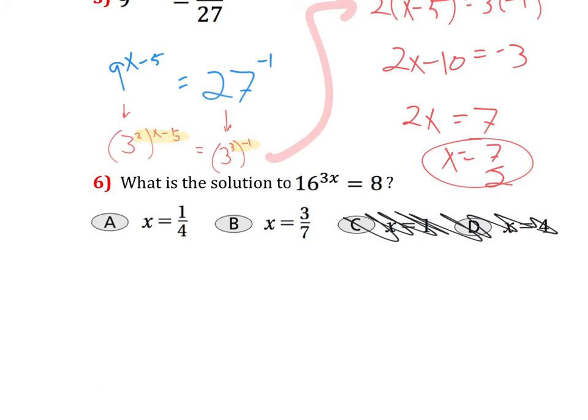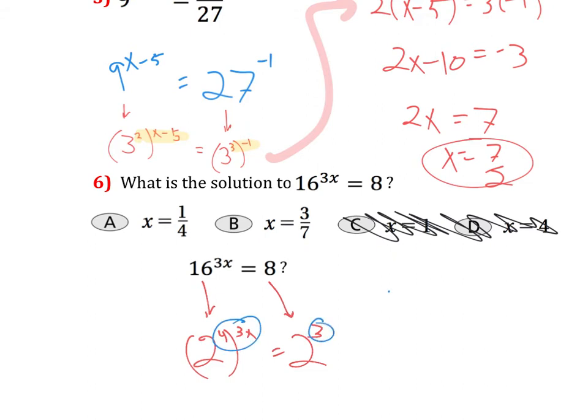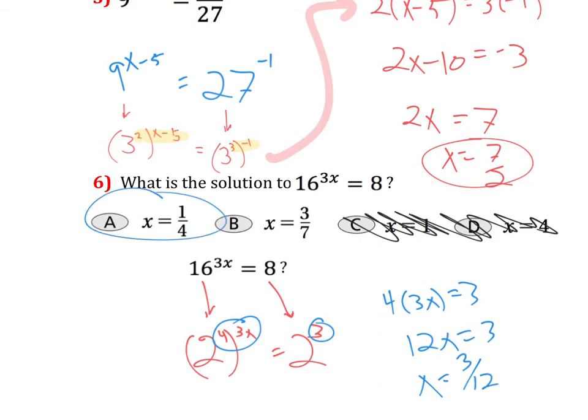So let me go ahead and kind of take this down here a bit. I need to put them both with a common base. A lot of people might say base 4, because 4 squared is 16. Yeah, but 4 to what power is 8? It doesn't work. We're going to have to go all the way down to base 2. So 2 to the 4th is 16. 2 to the 3rd is 8. We now have the same base, which means the exponents can be set equal. I have 4 times 3x equals 3. So 12x equals 3. x is 3/12, which of course reduces to 1/4.